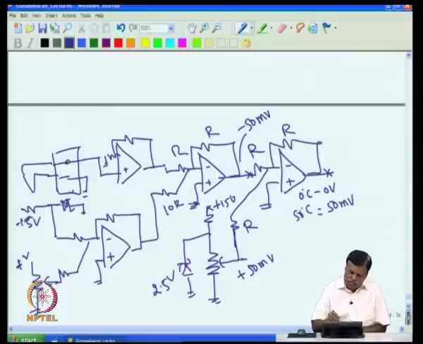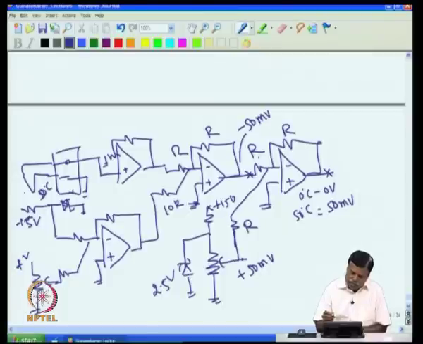That is, the error will become 0, because our set value and the actual temperature are one and the same. So if the temperature is 50 degree C, assume this is at 50 degree C, then I know that I will get here minus 50 millivolt.